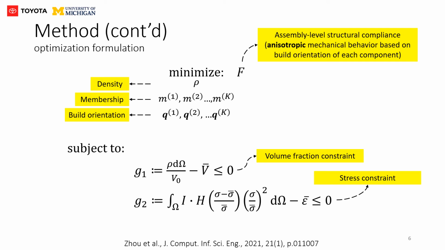The overall anisotropic multi-component topology optimization, considering component-wise build orientations subject to a volume fraction constraint and a maximum stress constraint at component interfaces, can be summarized in this slide. The objective is to minimize the assembly level structural compliance. Density, component membership, and build orientation of each component are design variables. G1 is the volume fraction constraint. G2 is the global maximum stress constraint at component interfaces based on a heaviside aggregation formulation.